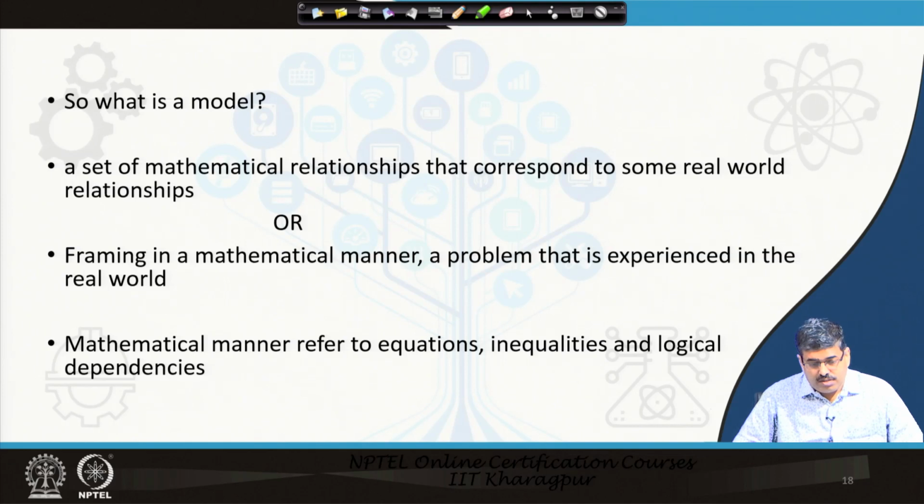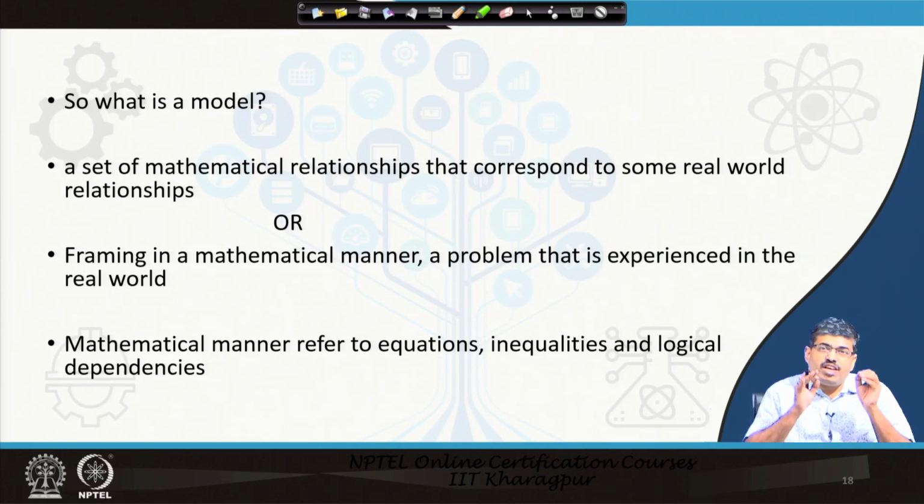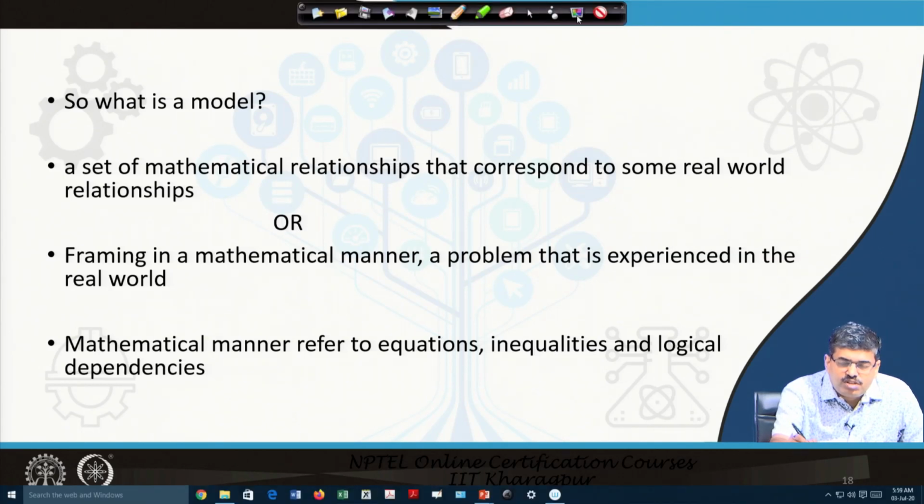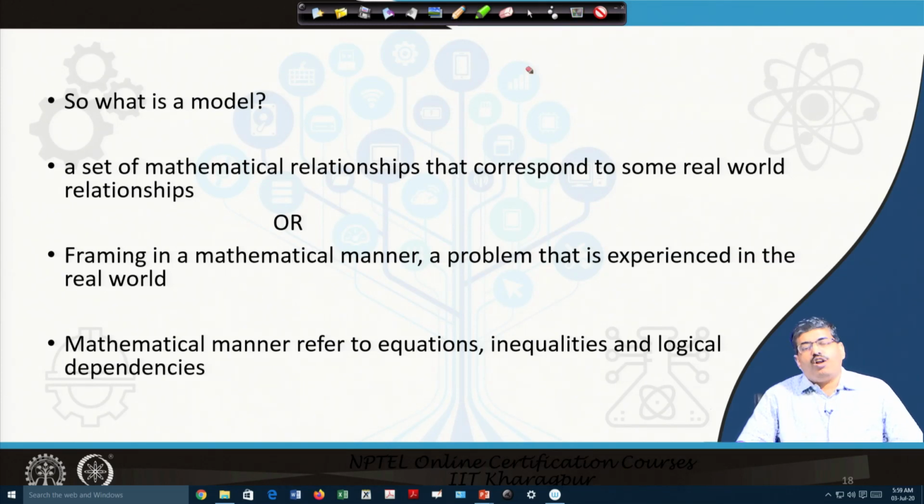So, what is a model? A set of mathematical relationships that correspond to some real world relationships. Look at the Rajdhani example. It is a real world problem. What are we doing? We are applying the formula of distance is equal to speed into time. So, we are putting a mathematical relationship that corresponds to the real world problem, or framing in a mathematical manner a problem that is experienced in the real world.